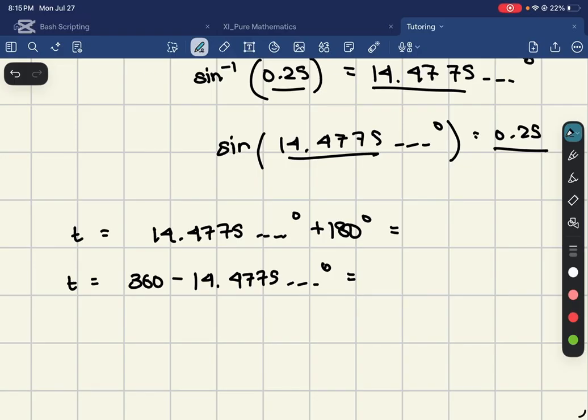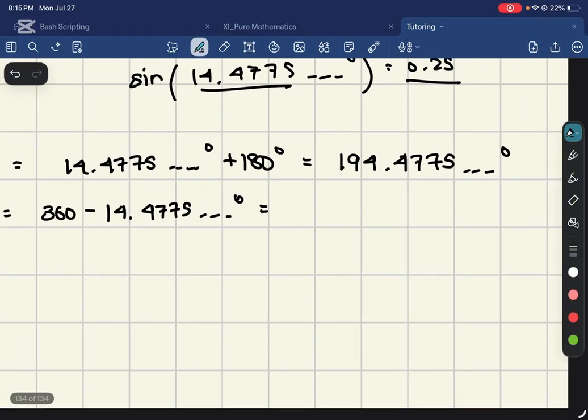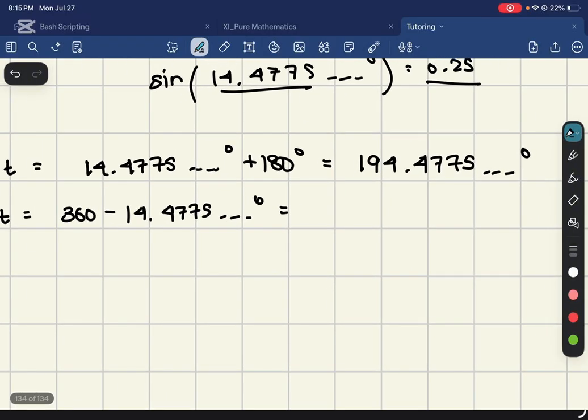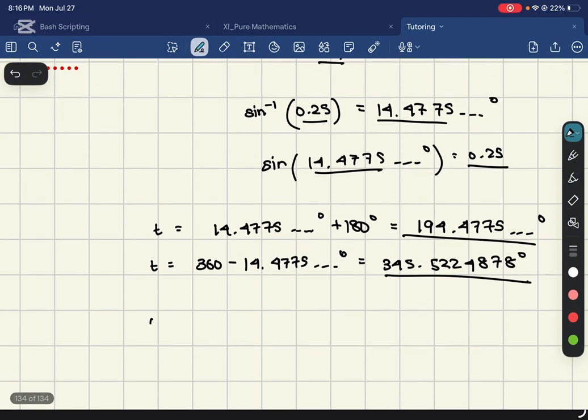So answer plus 180 on my calculator gives me 194.4775... degrees. And 360 minus the acute angle gives me 345.5224878 degrees. So remember, these are the values for T. So to find theta, you need to divide by 2, right? Because T is 2 theta.